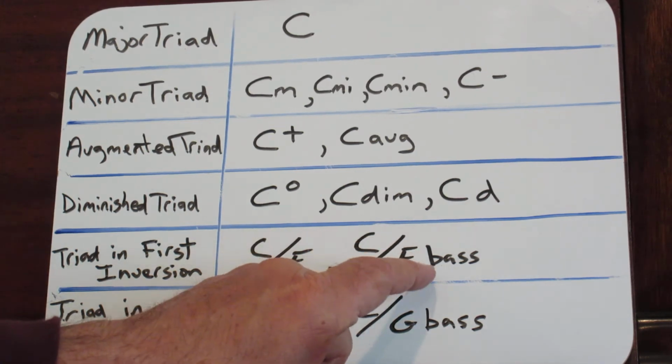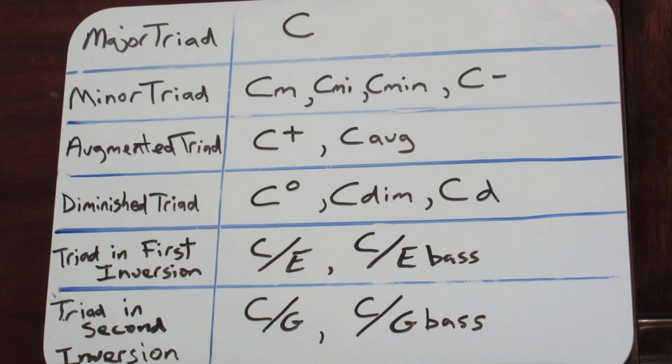Or sometimes they'll write it out E bass. But this means the same thing. If you see C/E, it means C with an E in the bass. Okay? If it's in second inversion, that means that the fifth of the chord is in the bass, and we can indicate it like that. I'm playing a C chord with my right hand, and with my left hand, I'm playing a G in the bass. So we have a way of indicating inversions, and that helps us create a little bit better bass lines sometimes. Okay? So here's the major, minor, augmented, diminished triads, and the first and second inversions.